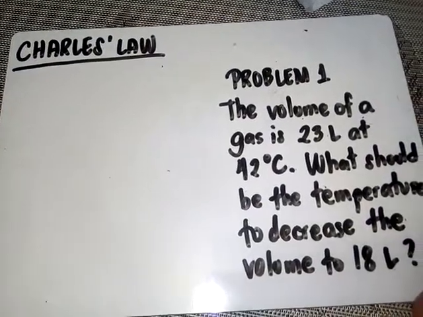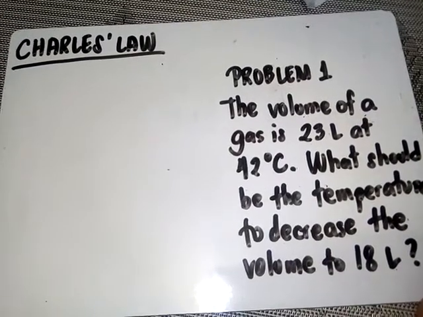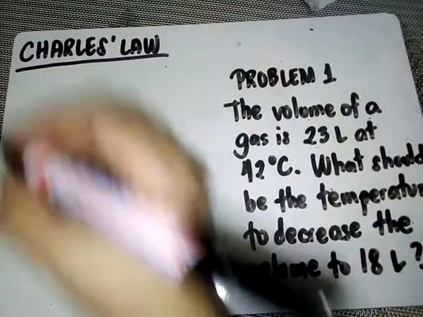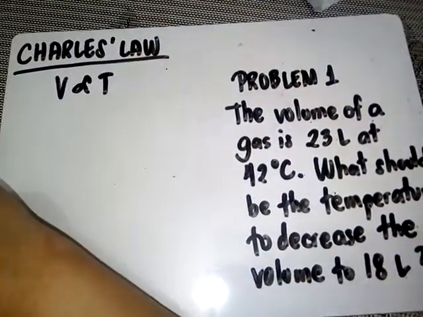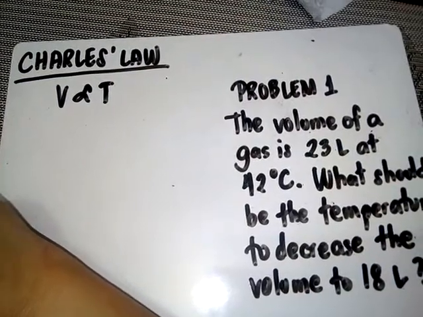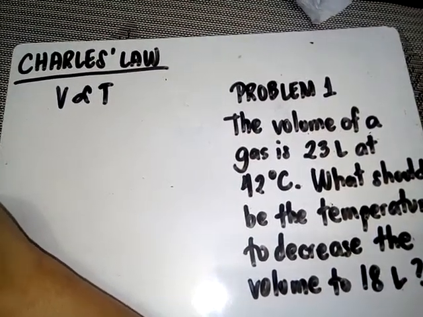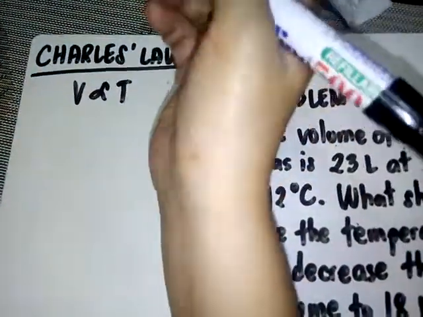This video discusses one problem involving Charles' law. So what's Charles' law? Charles' law stated that at constant pressure, the volume is directly proportional to temperature. Meaning, as temperature increases, volume increases. Or as volume increases, temperature also increases. So meaning they are directly proportional to each other.